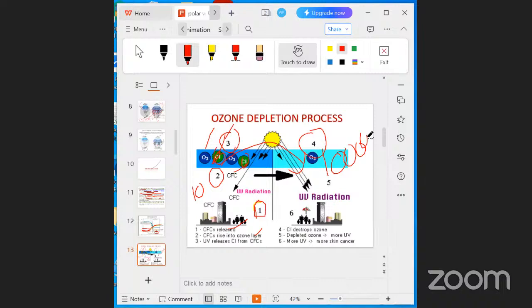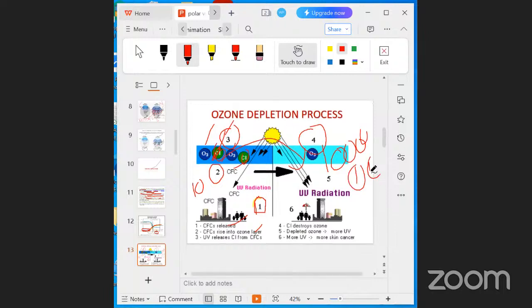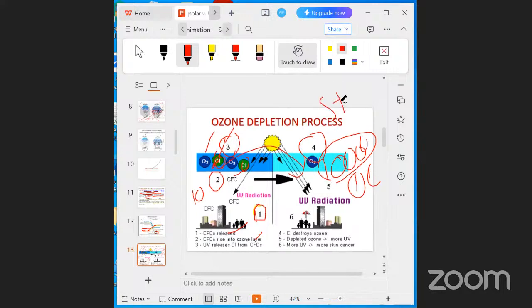So now, fifth point. So you got my point? One chlorine atom can destroy how much? 1,000 ozone molecules before it is removed from the stratosphere, not atmosphere, stratosphere, right?